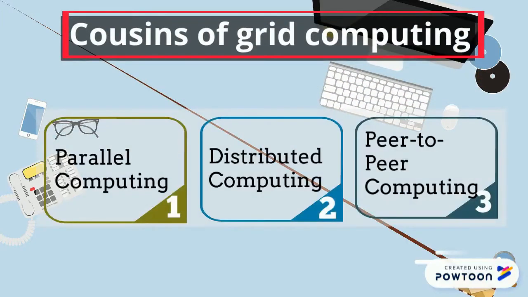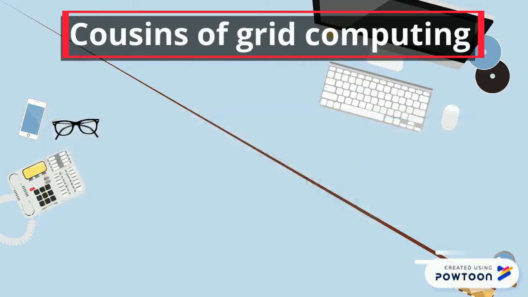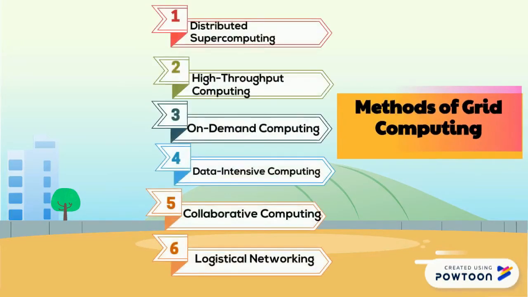Cousins of grid computing. There are three of them: parallel computing, distributed computing, and peer-to-peer computing. Okay, now we move to the methods of grid computing, which are distributed supercomputing, high throughput computing, on-demand computing, data intensive computing, collaborative computing, and logistical networking.